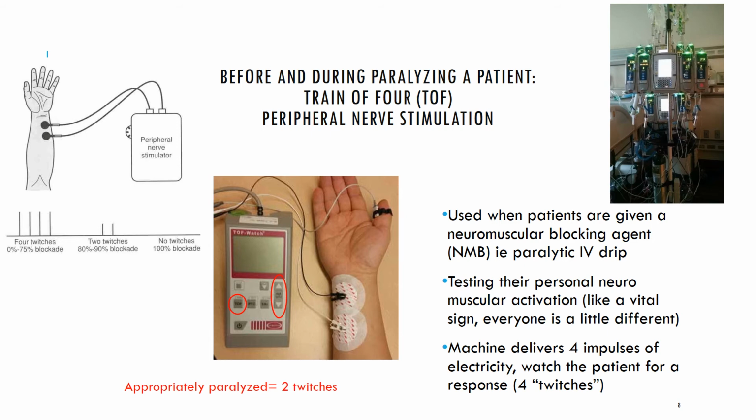So when you think about the interaction of your train of four and your pancuronium, for instance, if we see too many twitches, we need to block more by turning up the pancuronium. If we don't see enough twitches, like no twitches, now we need to back off because we're blocking too much. So we need to turn down the pancuronium.